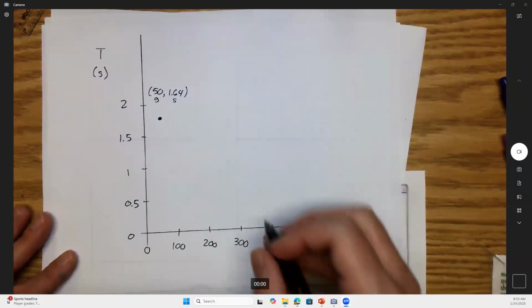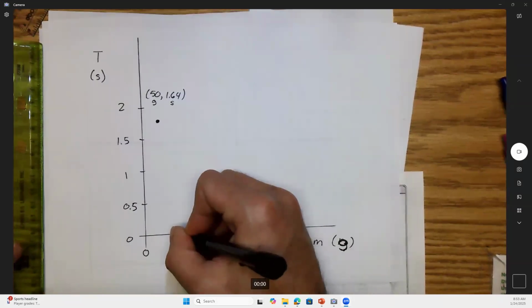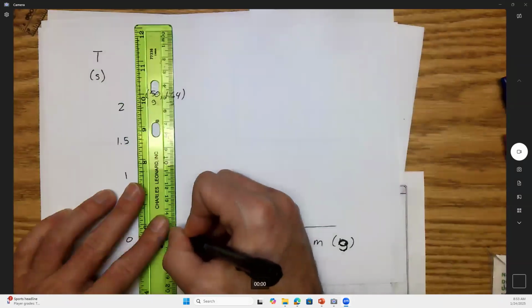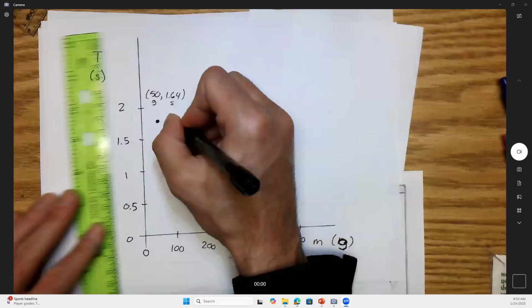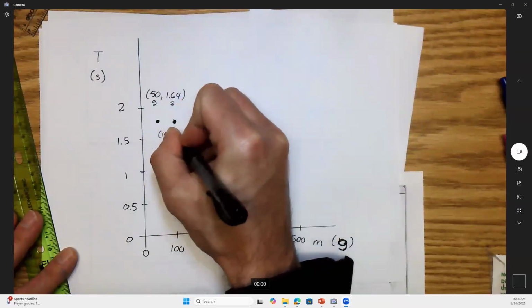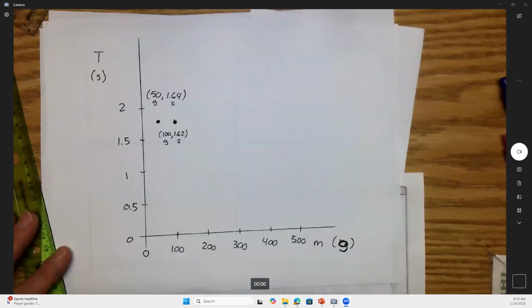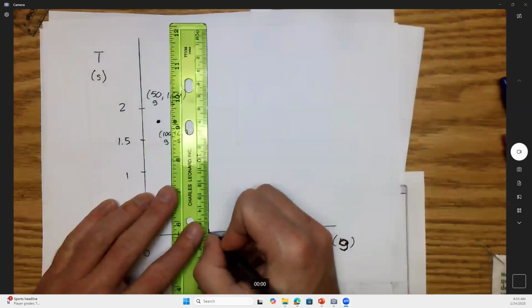300 and 1.624. You say 300 and 100? 100 and what? 1.624. It's right about there. All right, so 100, 1.627. Okay, so this is grams and seconds. All right, next one. 200, 1.714.